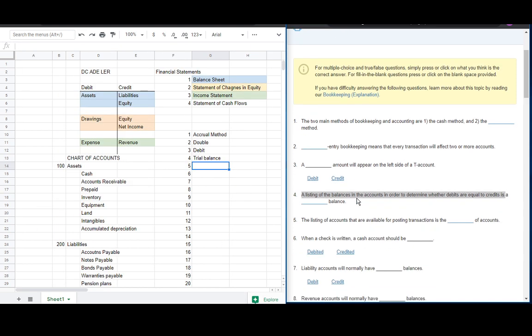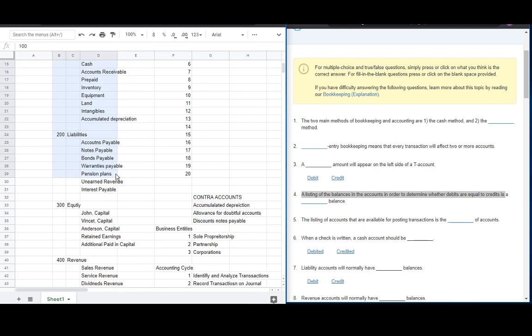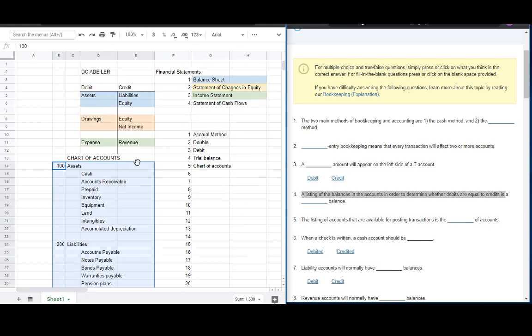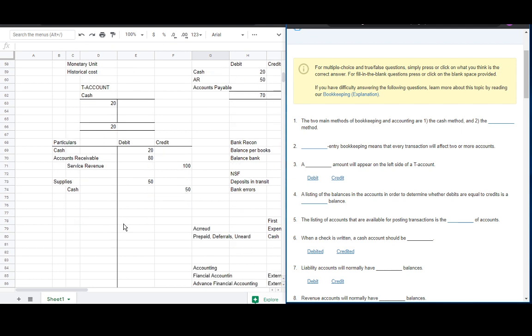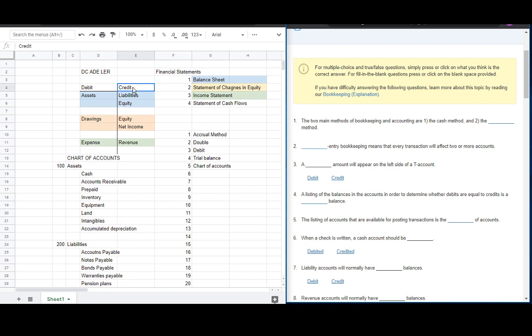Let's go back. Number 5, the listing of accounts that are available for posting transactions is the chart of accounts. Again, it is a list of all the accounts available for the company for easier reference. Number 6, let's check here. Correct, chart of accounts. Number 6, when a check is written, a cash account should be credited. When a check is written, diba, cash is going out of the company. So cash is an asset, so the asset is going out. When an asset is going out, it should be credited because it is the opposite. Let's put credit, correct.